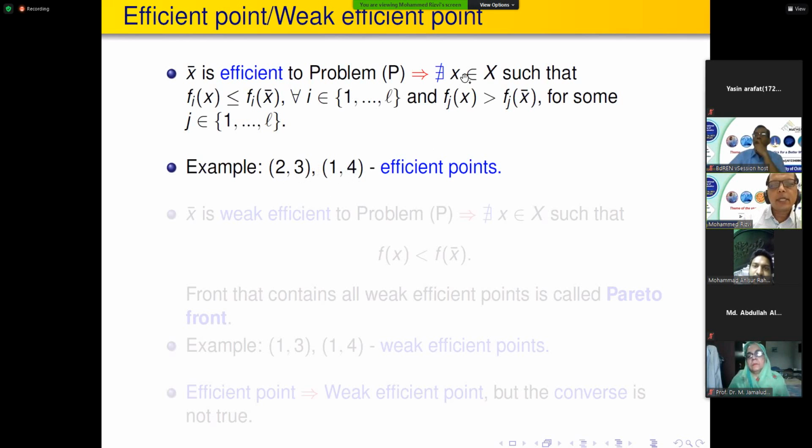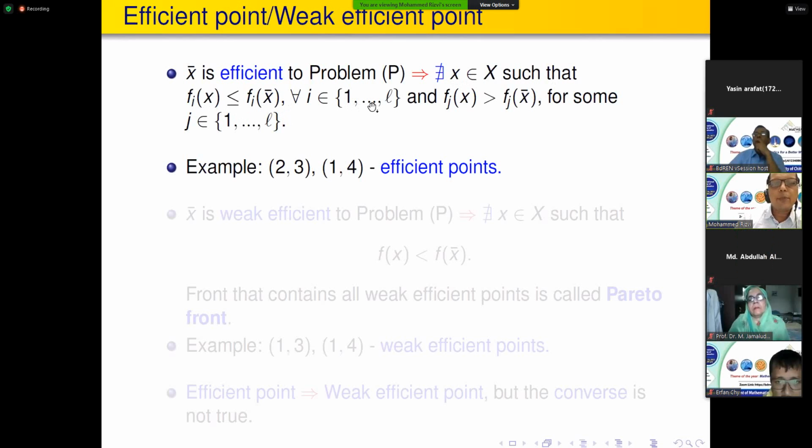So the definition says that we will not find any x in capital X such that this condition holds for every i, and for some i, it should be the opposite. So here you say that 2 is bigger than 1. However, the other objective is bigger for the other case there. So this is called the efficient points. In other words, you can call them non-dominated points.